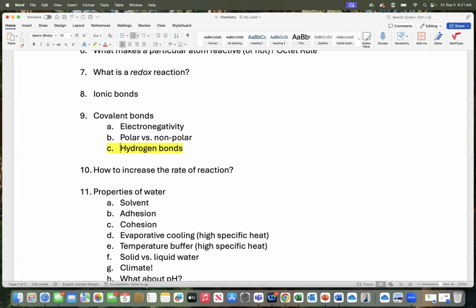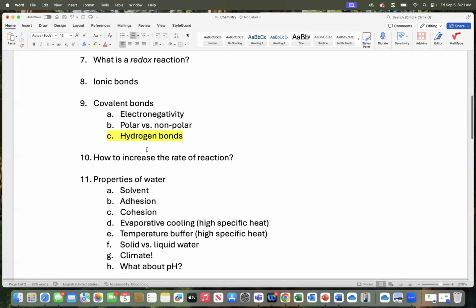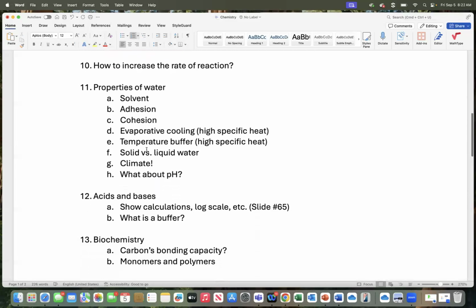The reason why oil and water don't mix is because polar and nonpolar things don't really get along very well. I'm going to hold off on hydrogen bonds and show this in class next week, because it's something where I really do need to draw this one to be able to show it very well. So we're going to skip that, and I'll just draw a quick picture on the board next time we meet.